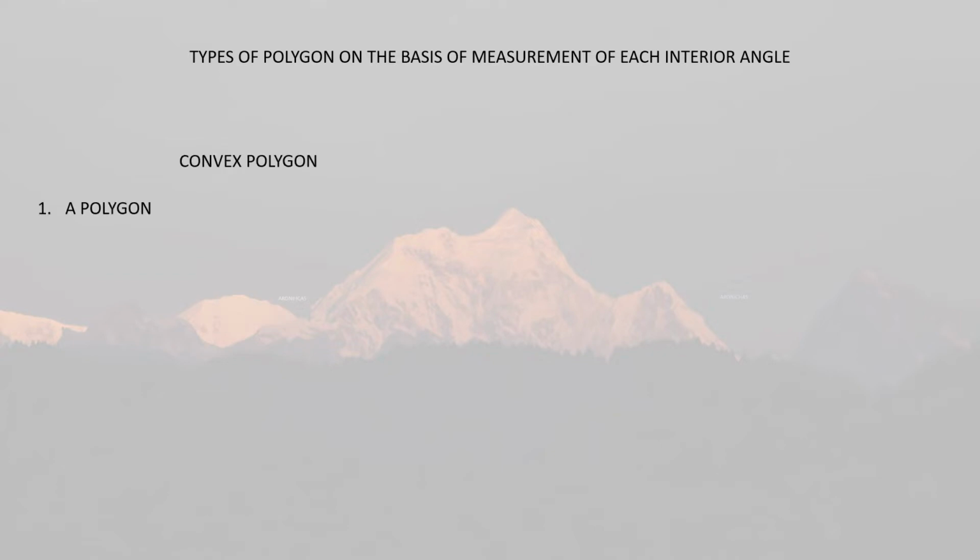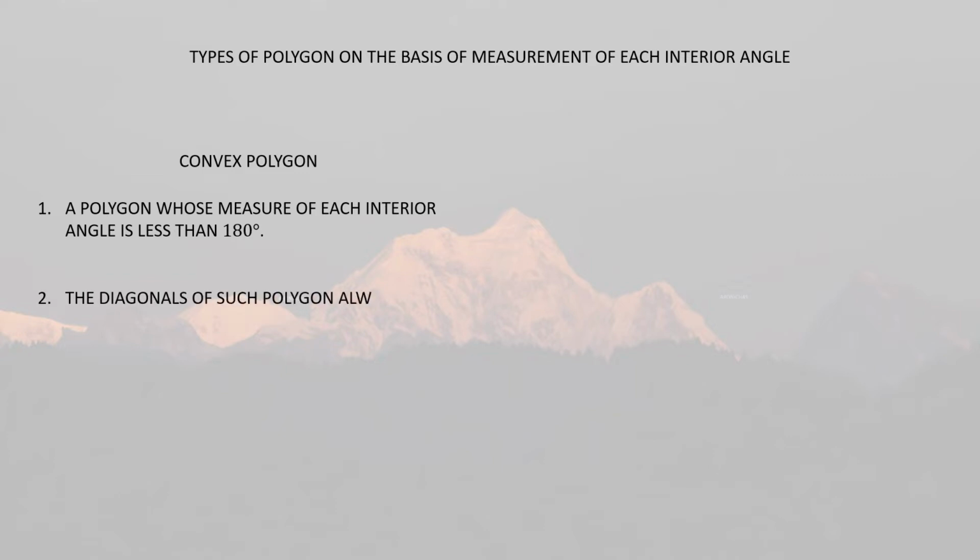Let us try to understand polygons on the basis of their interior angles. We have the convex polygon. In a convex polygon, each angle measures less than 180 degrees and their diagonals will always be in the interior part of the polygon.